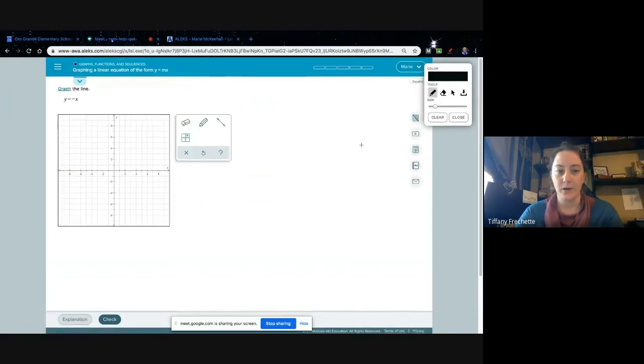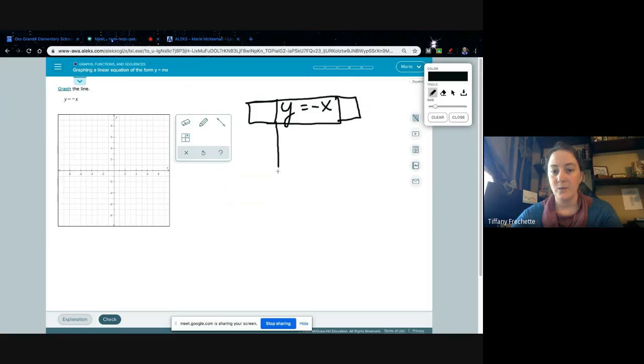Okay, so let me scroll up here. So I have y equals negative x. So this is our middle column. So I'm going to go like this. Make this weird little box column here. And then what we're going to do is we're going to fill this in. So we need to pick 3 things to plug in for x. So we're going to 0, 1, and 2.